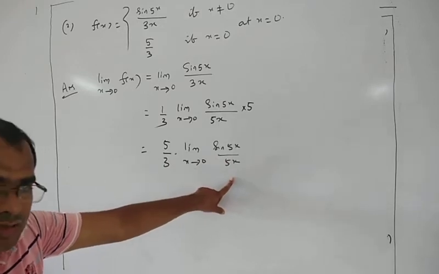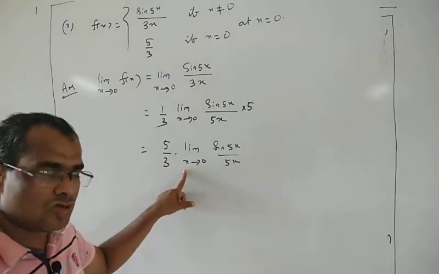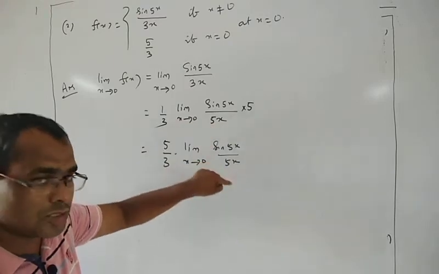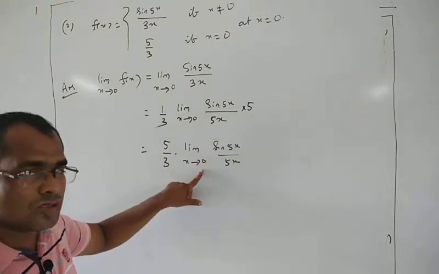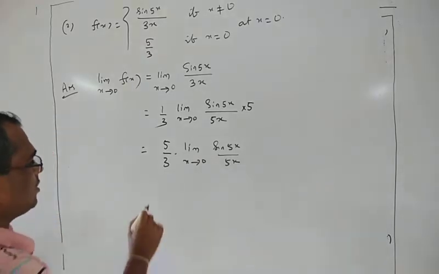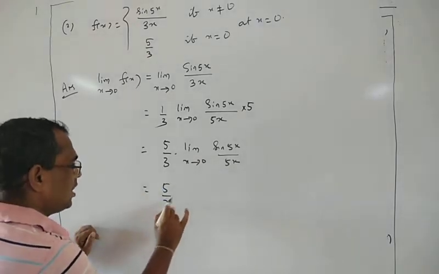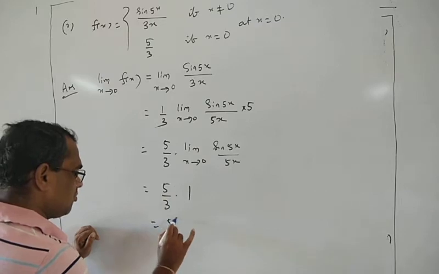The angle is 5x and the denominator is 5x. As x tends to 0, 5x also tends to 0, so this will be 1. That means 5 by 3 into 1, so this is equal to 5 by 3.